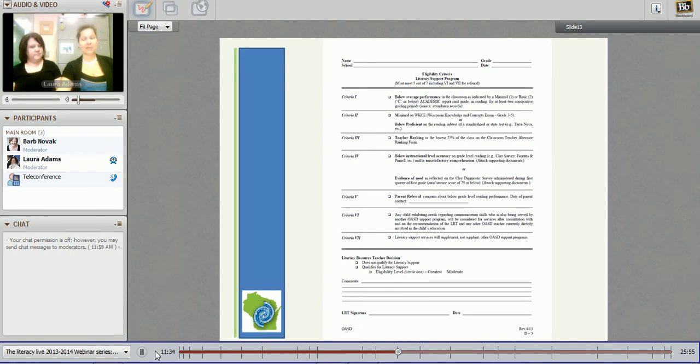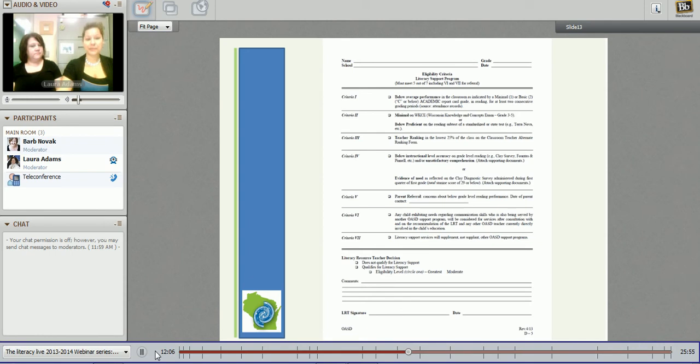Again, that idea that they're using multiple points of data. What you see here is an example of the eligibility form that the Oshkosh Area School District has developed, and this is used by classroom teachers in order to document information on students they have reading concerns about. So the literacy resource teacher, which is also the literacy coach at each building, uses this information to determine whether the student is eligible for additional support services beyond the regular classroom.